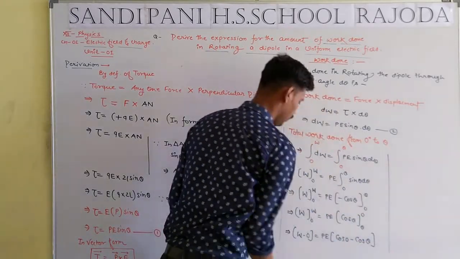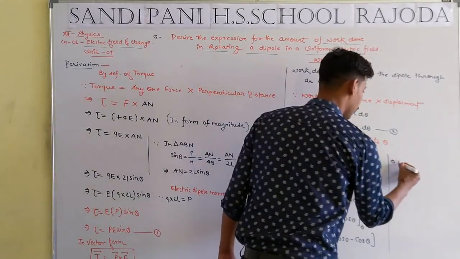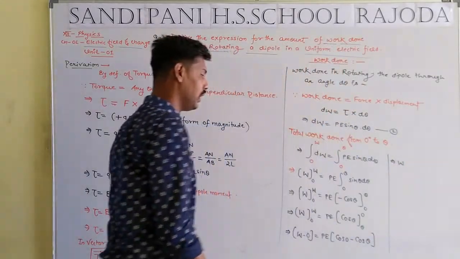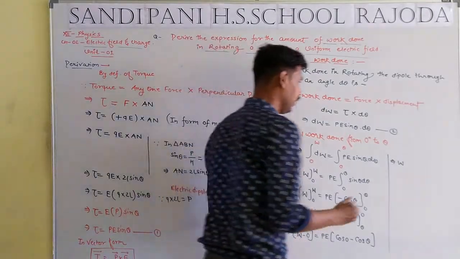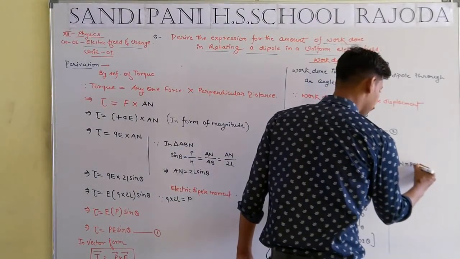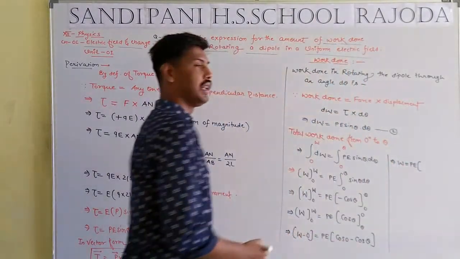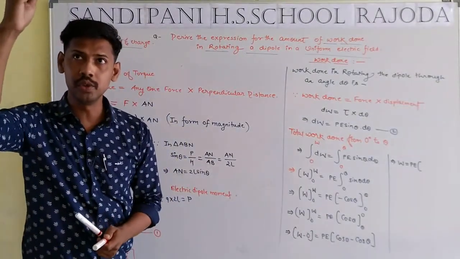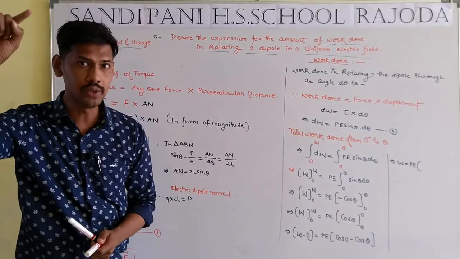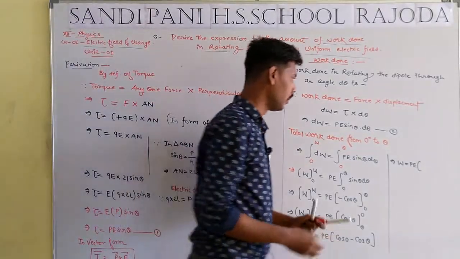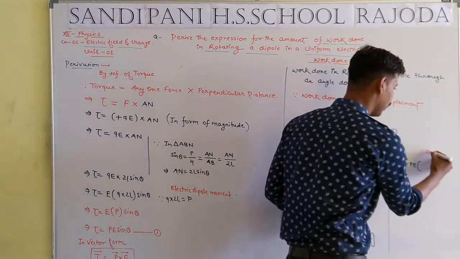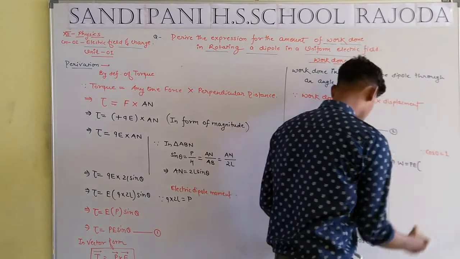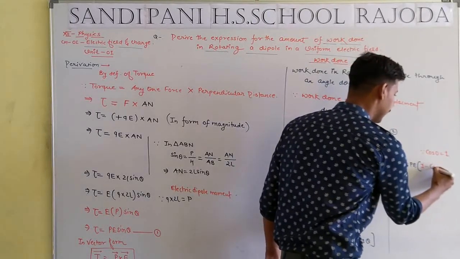So W minus 0 will be equal to W, equal to P E. Now, what is the standard value of cos 0? Cos 0: 0 is 1, sin 0 is 0, cos 0 is 1. So what is the standard value of cos 0? It is equal to 1, that means 1 minus cos theta.